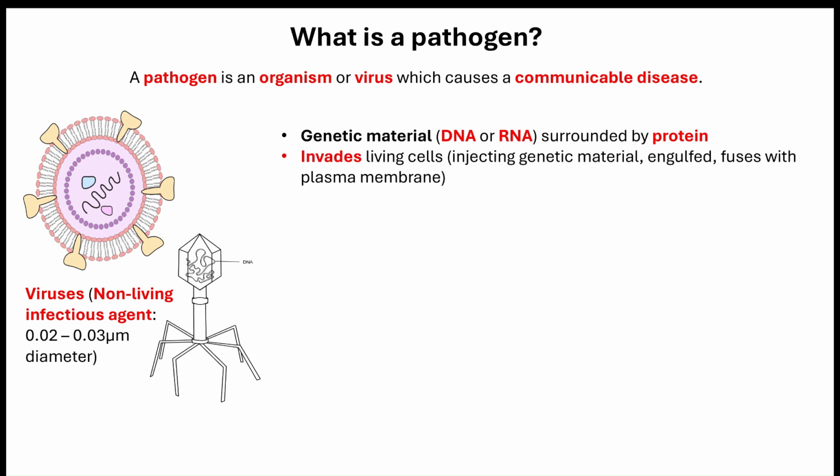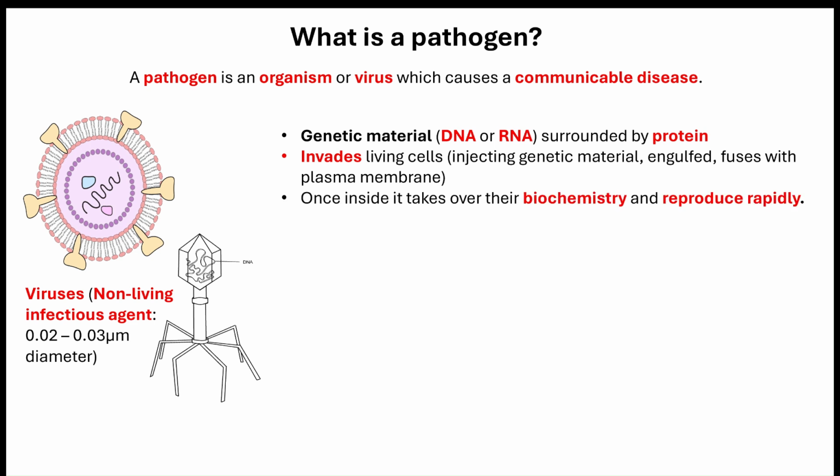So it's important to note that these viruses are going to invade living cells, and they can do that through a number of different ways. They can inject the genetic material into the host cell. They can be engulfed where they're taken into the cell, or what they can do is actually fuse with the plasma membrane on the cell. So it's important to note that there are different ways in which they can invade living cells, and this is dependent on the type of virus that is causing the infection.